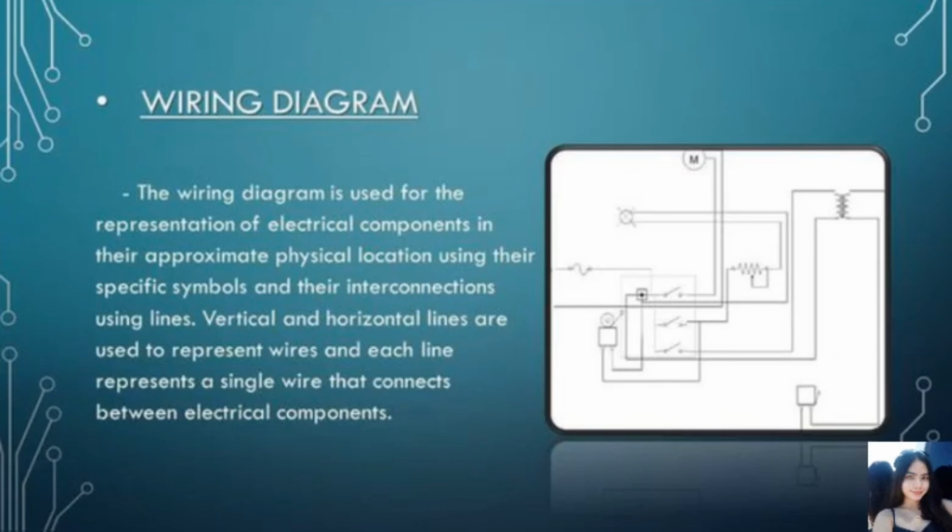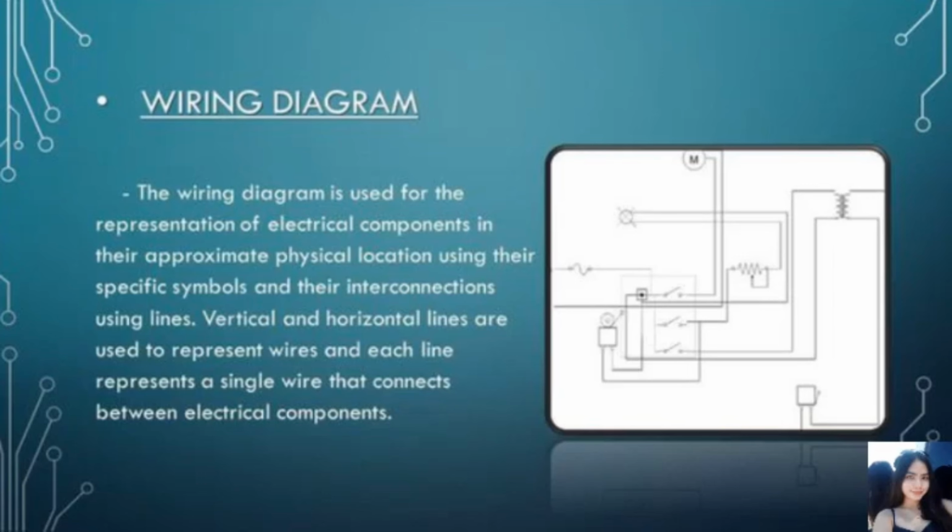Wiring diagram. The wiring diagram is used for the representation of electrical components in their approximate physical location using their specific symbols and their interconnections using lines. Vertical and horizontal lines are used to represent wires, and each line represents a single wire that connects between electrical components.